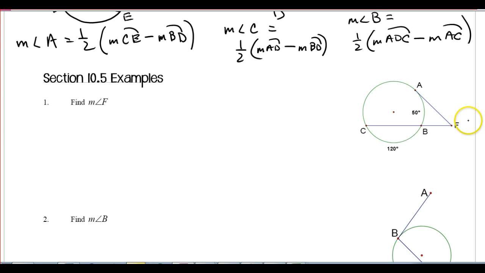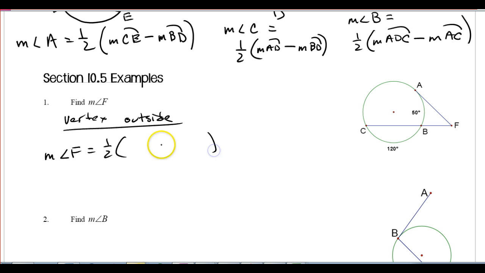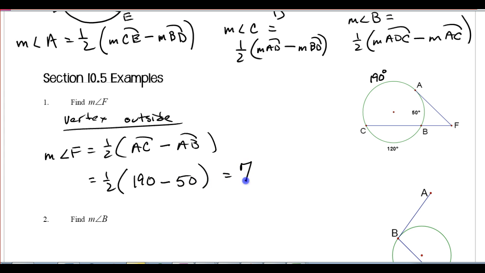So angle F, the first thing we want to do is identify where the vertex is. We've got a vertex outside, so we know that the measure of angle F has to be half the difference of the two intercepted arcs. So I've got arc AC and arc AB. I need to find AC still. Since I know that arc CB is 120 and arc AB is 50, that's 170, so the rest of the arc over here has to be 190, because those three arcs make up the whole circle. So now this is going to be half of 190 minus AB, which is 50, which gives us 70. All right, so that's number one.